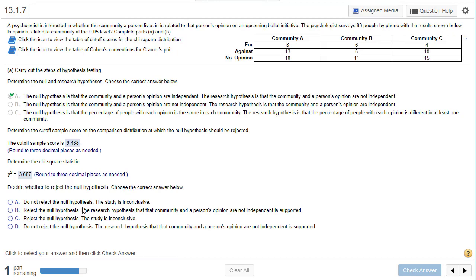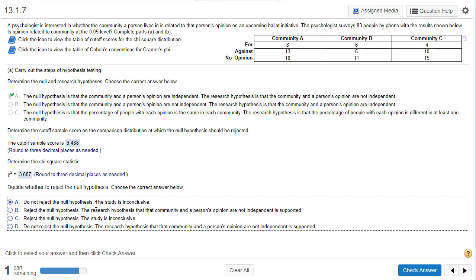So let's see. We're not going to reject. The study is inconclusive, or we don't reject the null hypothesis. We cannot assume that they are not independent.